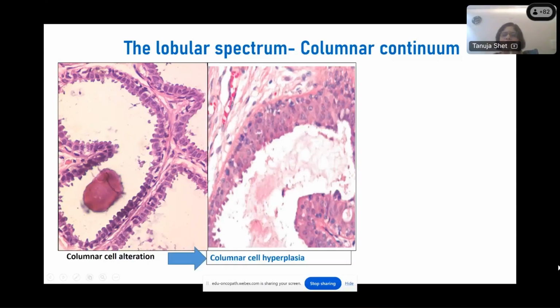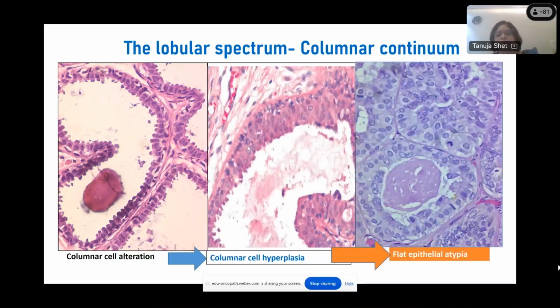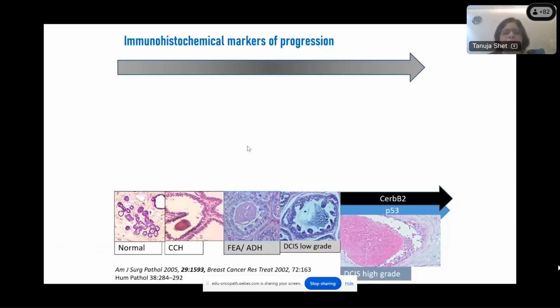Again, when you have an alteration, very quickly it becomes hyperplastic. So this is columnar cell hyperplasia, and with time, with mutations accumulating, it becomes something atypical. Now this does not have the architecture, it's not a duct. So what do I call this? I call it flat epithelial atypia. So this is atypia. There is no architectural distortion, but there is atypia, there's mitosis, there might even be punctate necrosis. I can't call it DCIS because it's occurring in the lobules, so I call it flat epithelial atypia. So that's the spectrum of intraductal epithelial proliferations for you.